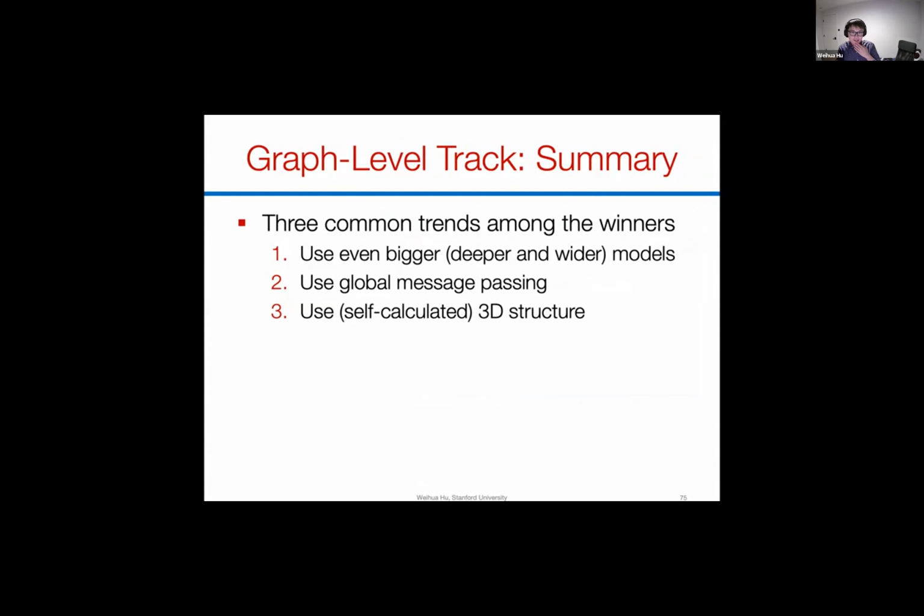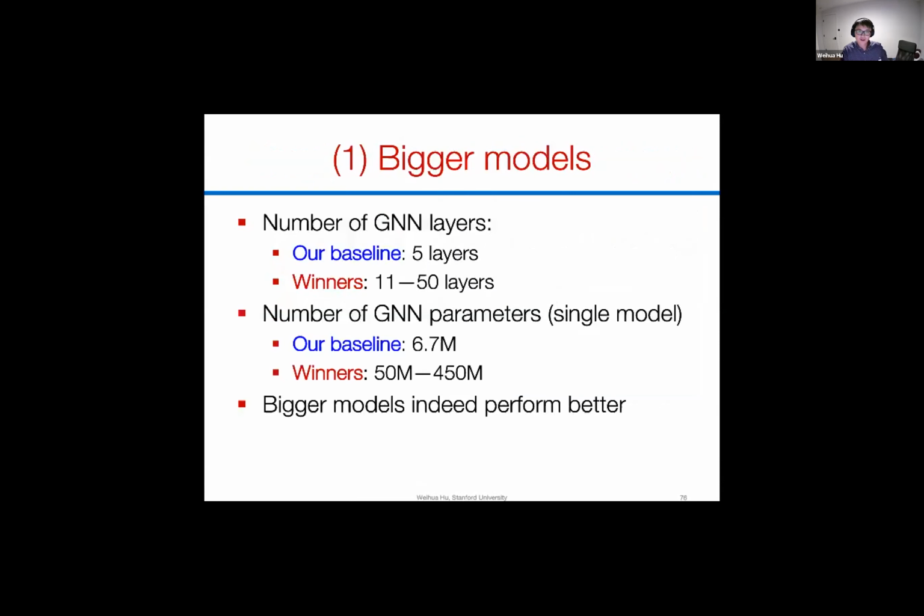So just to summarize the solutions, I found 3 common trends among the winners. The 3 things are: using even bigger models helps, using global message passing helps, and using 3D structure helps. In terms of the bigger model, our initial baseline was only using a 5-layer GNN, while the winners use 11 up to 50 layers, which is much larger than what we've used.